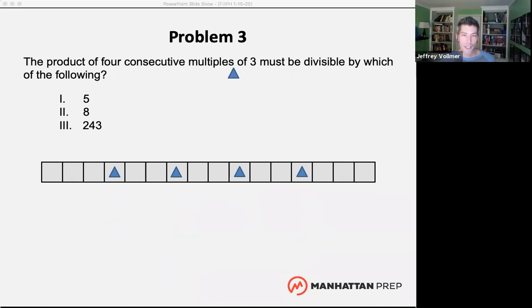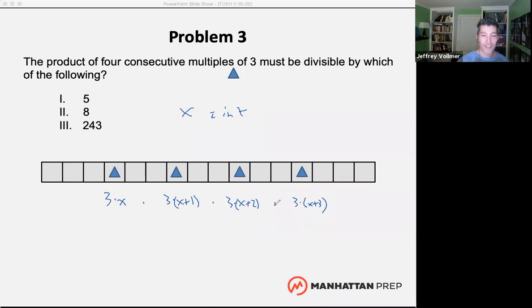Another way I think you could do this, I don't know if I would do it, is to say, if this is a multiple of 3, this is 3 times x, and x is an integer. We'll call it x is equal to an integer. This is going to be 3 times x plus 1, right? It's the next multiple of 3. This is 3 times x plus 2. And 3 times x plus 3.